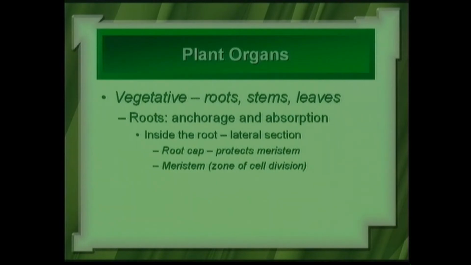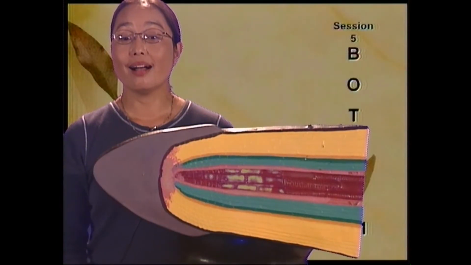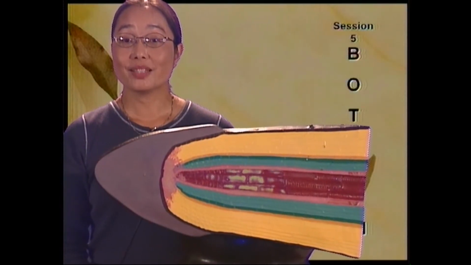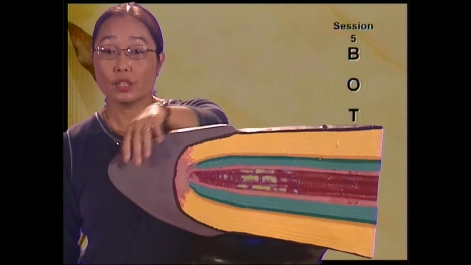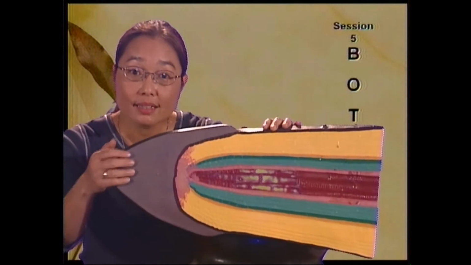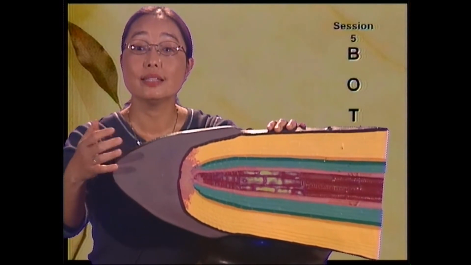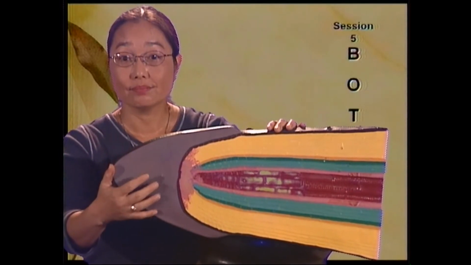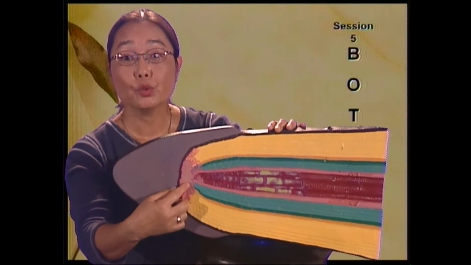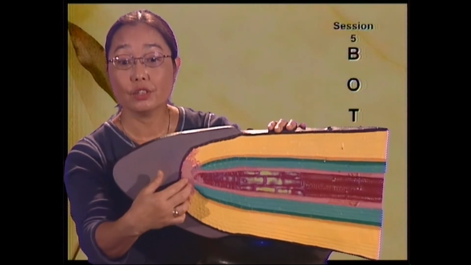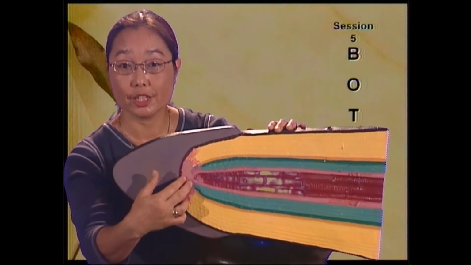Secondly, we also have the meristem, and this is a zone of cell division. So here we can see this part with the large cells. This is the root cap area. This area that's colored a pinkish color would be the zone of active cell division, or the apical meristem.